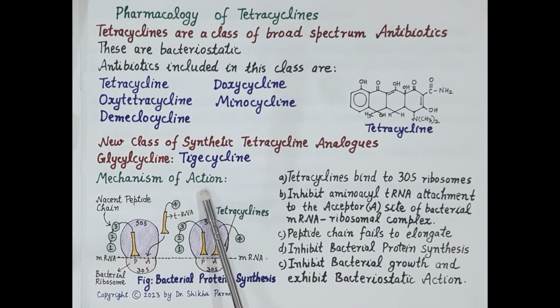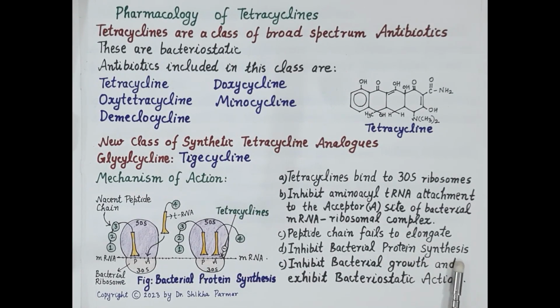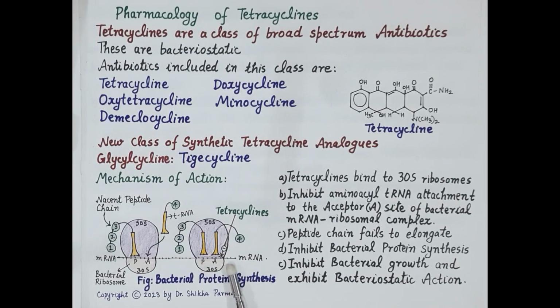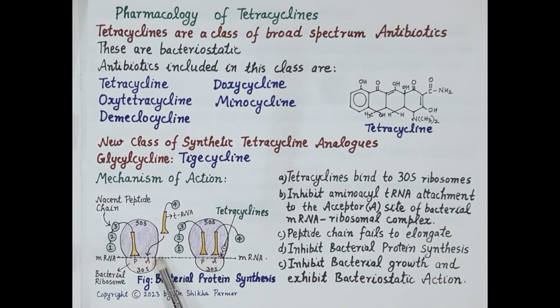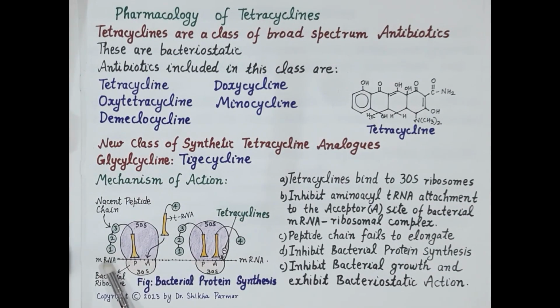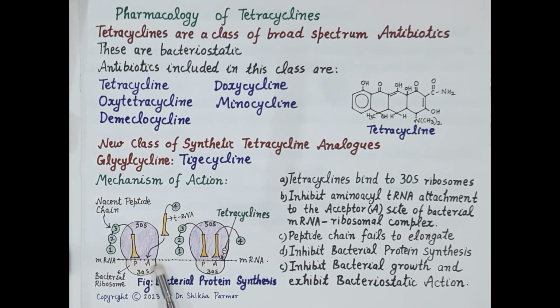Now let's understand mechanism of action of tetracyclines. Tetracyclines inhibit bacterial protein synthesis. So look at this figure. This first figure shows a bacterial ribosome. This is the bacterial ribosome, and it consists of 2 subunits. This is the 50S subunit and this is the 30S subunit. Now this is messenger RNA. Messenger RNA attaches itself to the 30S subunit of the ribosome.